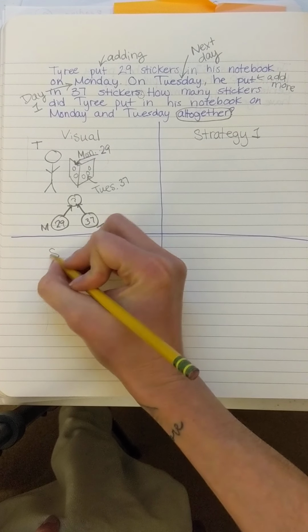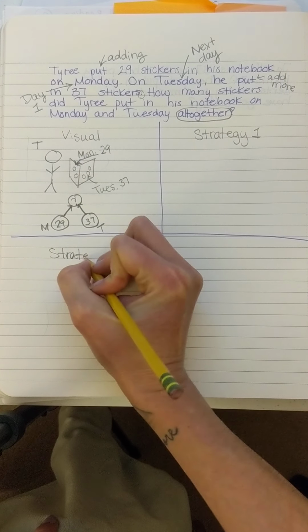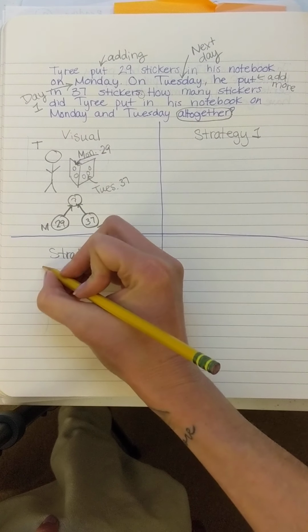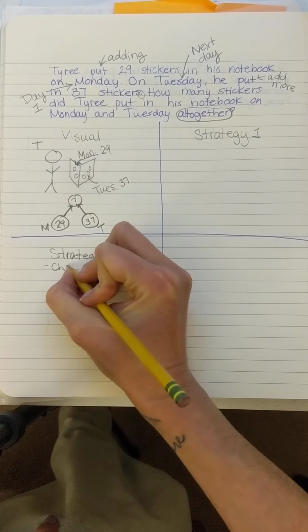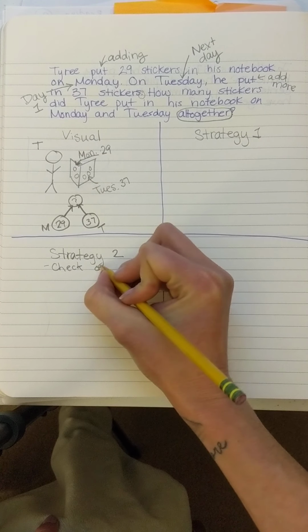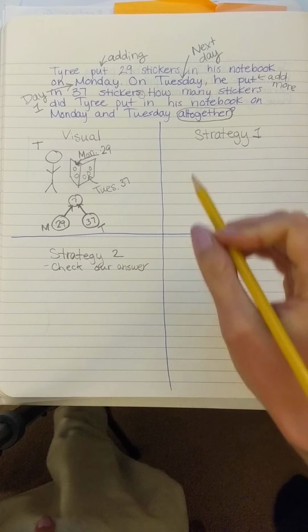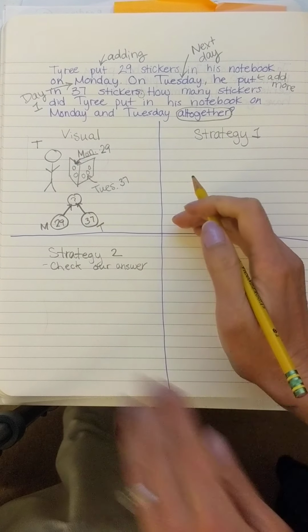And then down here, I will do strategy number 2. Why do I do 2 strategies? Remember, this strategy is to check our answer. Okay, because sometimes we make silly mistakes, so we need to do 2 strategies.